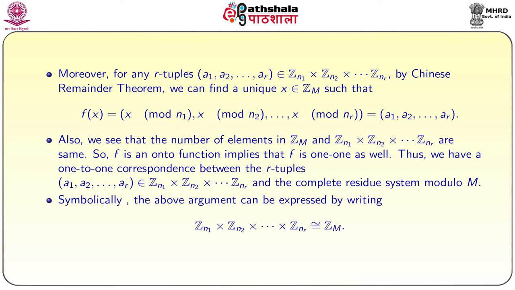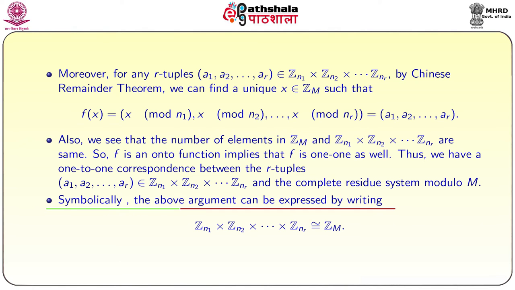Moreover, for any r-tuple a1, a2, ..., ar which belongs to Zn1 cross Zn2 and so on cross Znr, by the Chinese remainder theorem we can find a unique x belonging to Zm such that f of x, which is x mod n1, x mod n2 and so on x mod nr, is equal to a1, a2 and so on ar. This existence of x comes from the Chinese remainder theorem. Also, the number of elements in Zm and in Zn1 cross Zn2 cross and so on Znr are the same. So, f is onto, which implies that f is one-to-one as well. Thus, we have a one-to-one correspondence between the r-tuples a1, a2, ..., ar belonging to Zn1 cross Zn2 and so on Znr and a complete residue system modulo m.